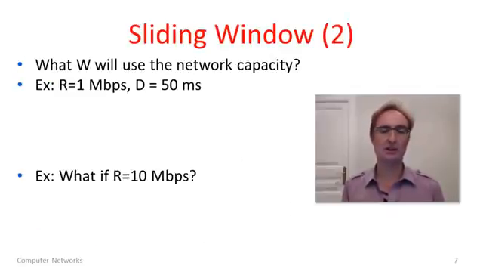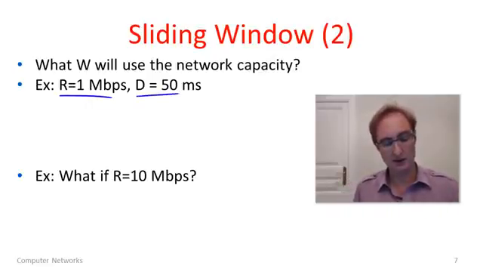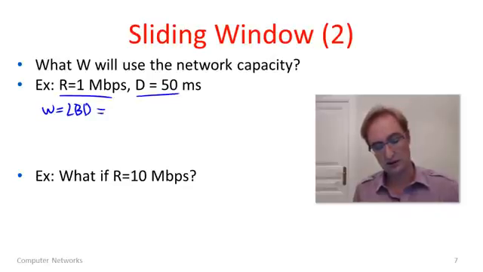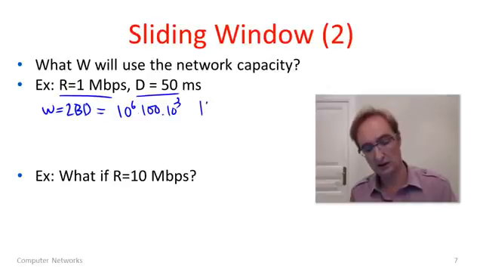Let's see what kind of window sizes this implies to get it working. So what window size W would we like to use to fill up the network, to use it to its capacity? For the examples before, now with a rate of 1 megabit per second and a delay of 50 milliseconds. So we would like W to be equal to 2BD, that is twice the bandwidth times the delay. I'm just going to multiply the bandwidth first, that's 10 to the 6 bits per second, and twice the delay is 100 milliseconds, so that's 10 to the minus 1 seconds. So that's 100 kilobits.